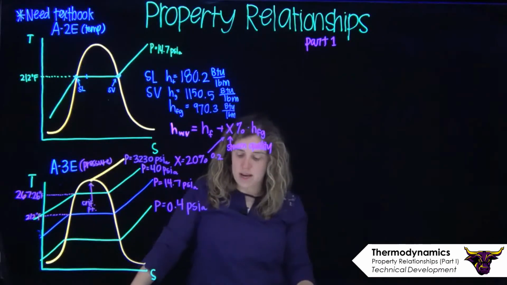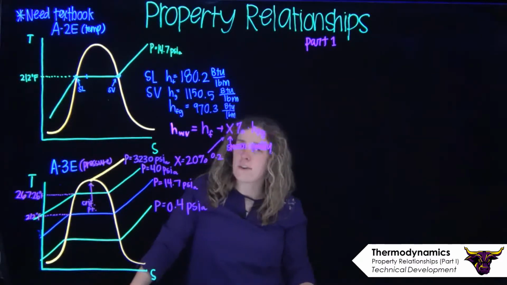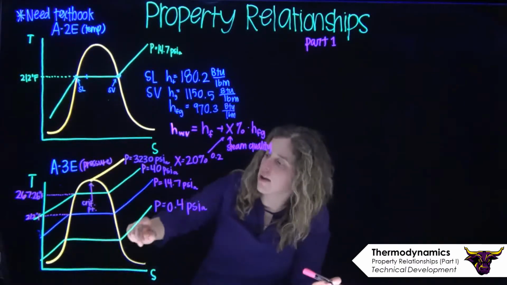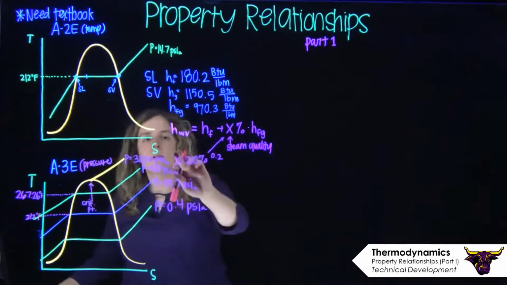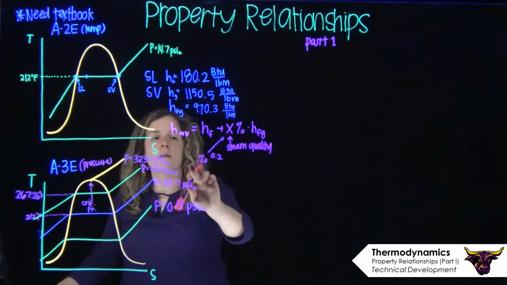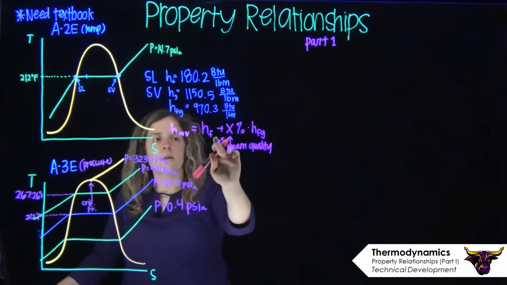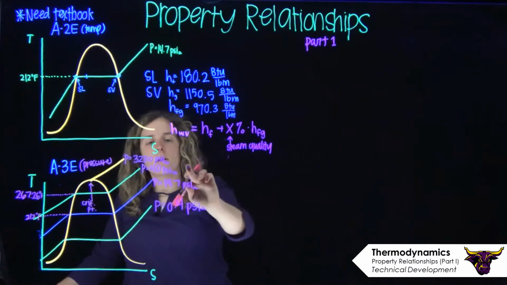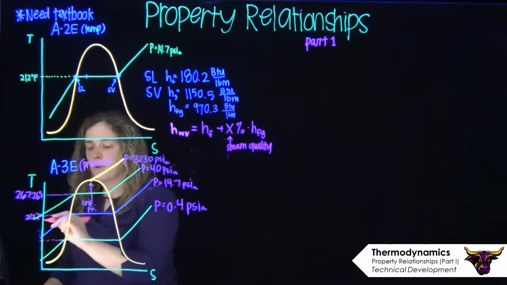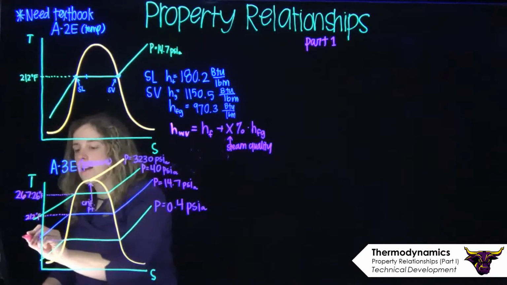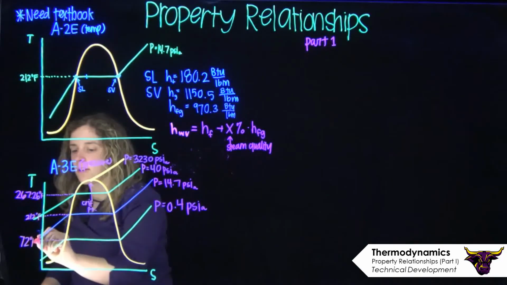So 0.4 psia, if you go and find the temperature for a saturated vapor, what do you find for that temperature? I'm going to erase this here. Give you some more space as you look at it. Okay, so what did we find for the temperature for this boiling point? I get 72 degrees Fahrenheit.